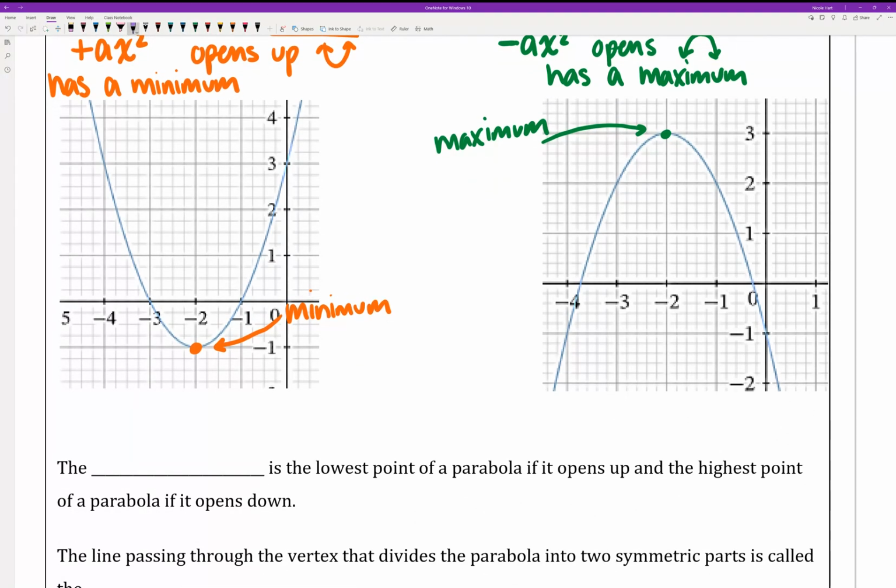Now what we also have to keep in mind is all of our parabolas will have what we call a vertex. And that vertex is the lowest point or the highest point of the parabola. So it's where that minimum or maximum is. With the parabola on the left, where that minimum is, that is also going to be our vertex. And with the parabola on the right, that high point where that maximum is again also going to be called the vertex. It's the vertex for both. It's the peak of the high point or the very lowest of the low point.